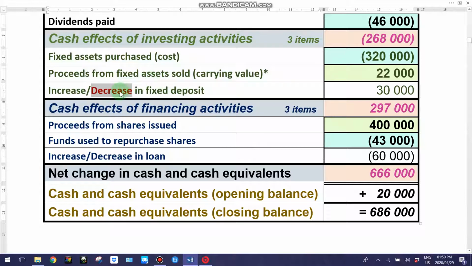Right. So sometimes you can even write the words here, change in fixed deposit. Change in, it can either increase or decrease, but the examiner would get an idea of whether you understand this by looking at what you've done here. Did you put it in brackets or did you leave out the brackets? If you left out the brackets, you are telling me that it's an inflow of cash. If you put brackets, then you are telling me that we have invested more money in fixed deposit and that is now an outflow of cash. So those are the three items that you would concentrate on there.